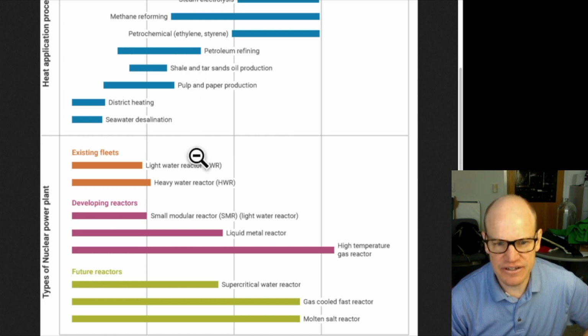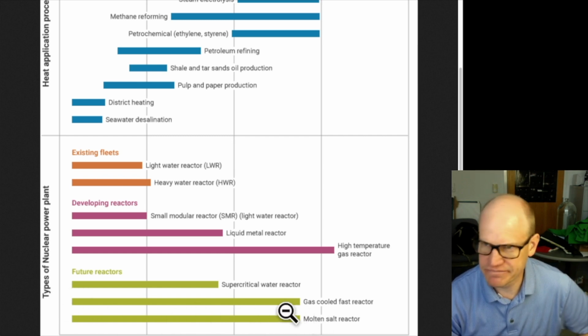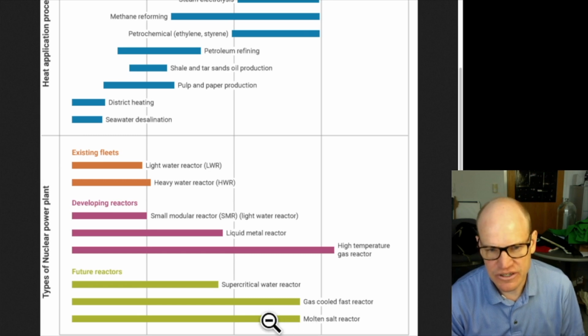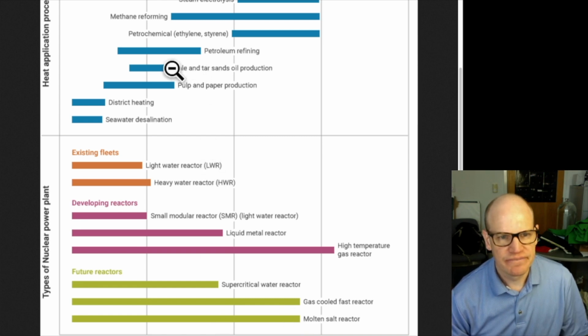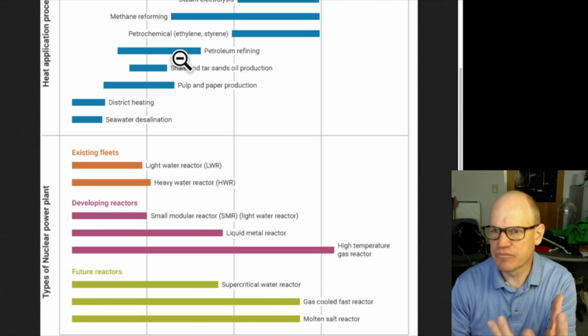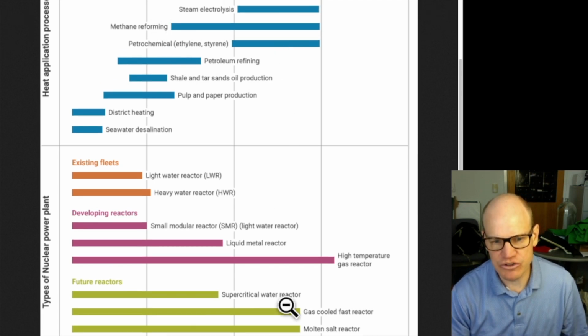So if you have a molten salt reactor, so down here at the bottom, so these are future reactors that aren't yet ready for prime time, or have some development still to go. A molten salt reactor, so if you have thorium, a thorium reactor, you can do oil refining directly from the reactor. You can also do methane reforming. For some processes, you can do methane reforming with a molten salt reactor.